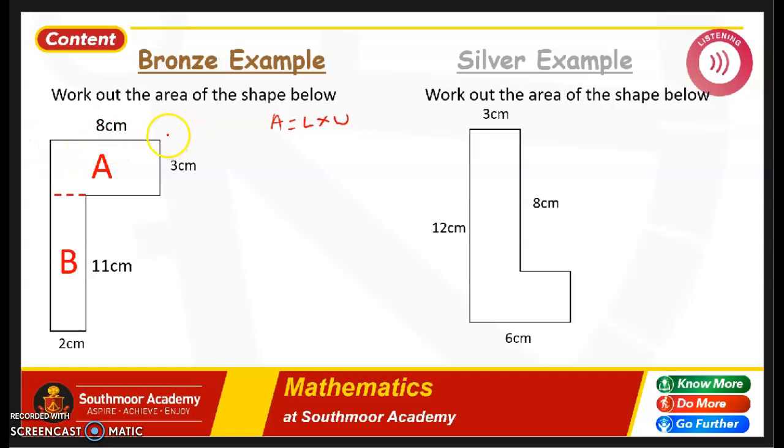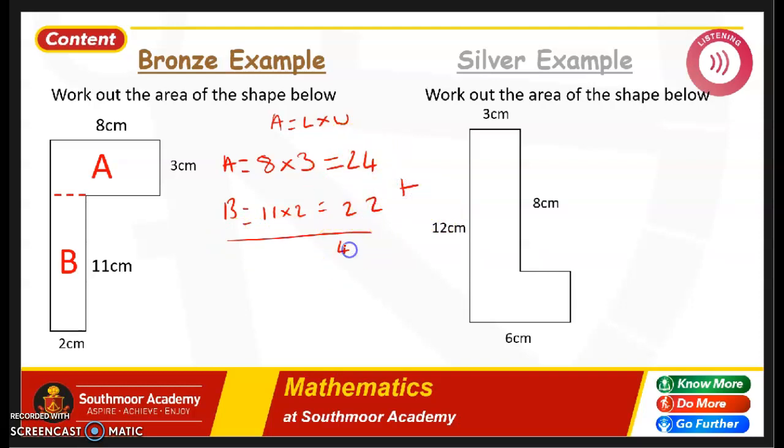Here the length of this rectangle is 8 and the width is 3. So to calculate the area of rectangle A, you're going to be doing 8 times 3 to get 24. And then we're going to calculate the area of rectangle B, which is 11 times 2 to give us 22. Then we're going to add the two areas together to get 46 centimetres squared. When we're dealing with area, it's always centimetres squared. So the area of this shape is 46 centimetres squared.